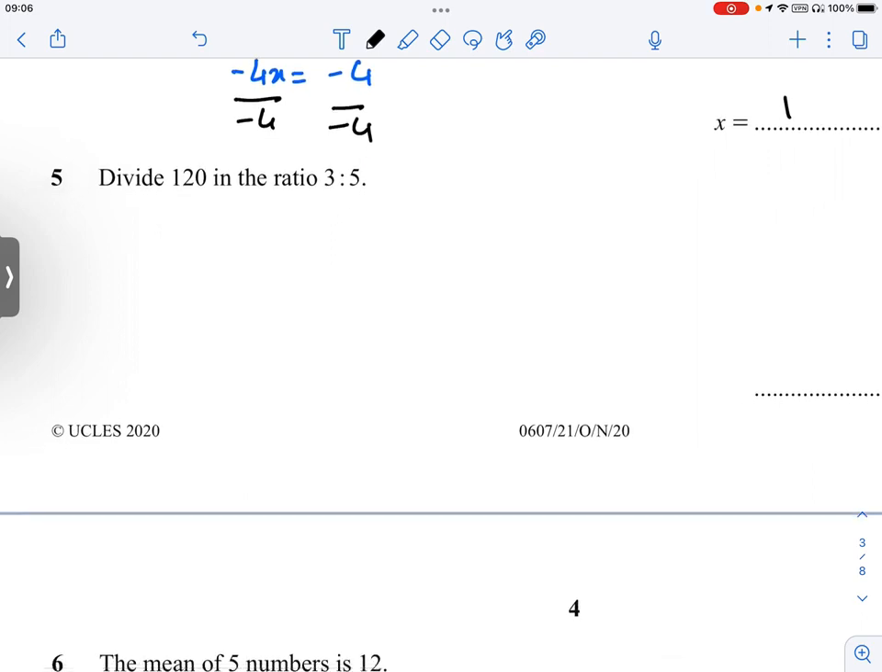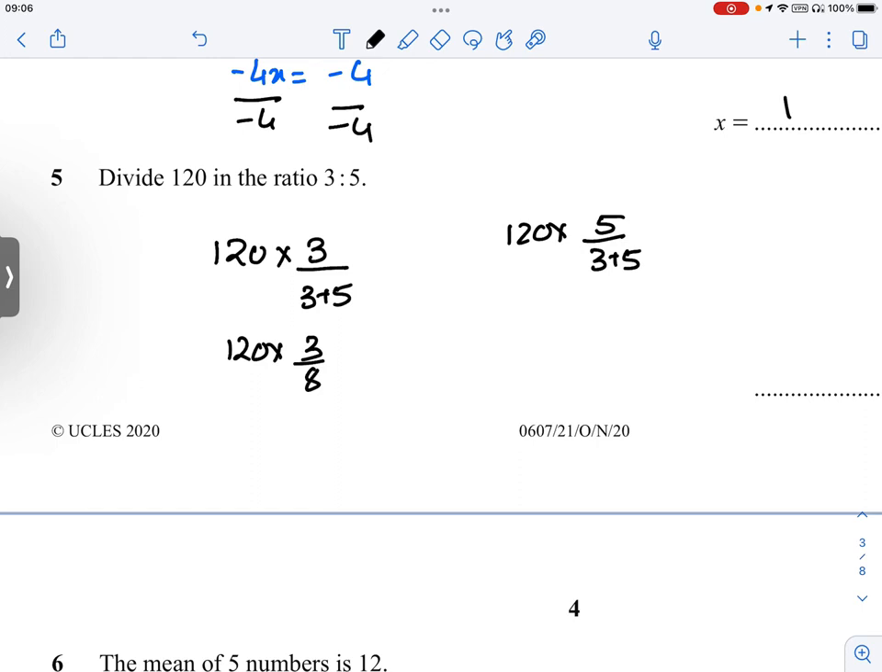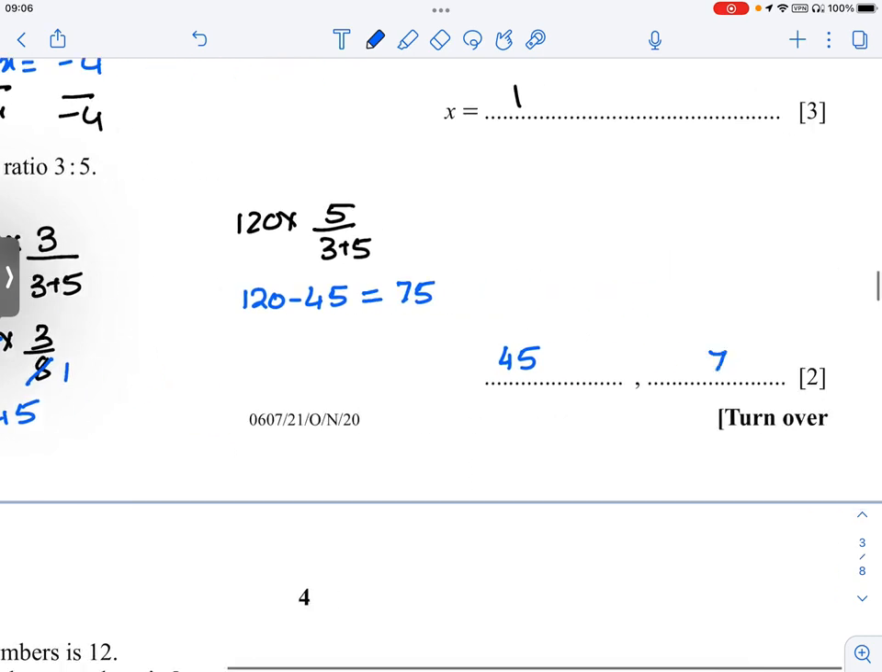Question number 5. Divide 120 in the ratio of 3 is to 5. So 120 times 3 upon 3 plus 5 and 120 times 5 upon 3 plus 5. So which is 120 times 3 upon 8. Then 8 times 1, 8 times 15. 15 times 3 is 45. So the first part is 45. The other one will obviously be 120 minus 45, which will be 75. So the answer is 45 and 75.